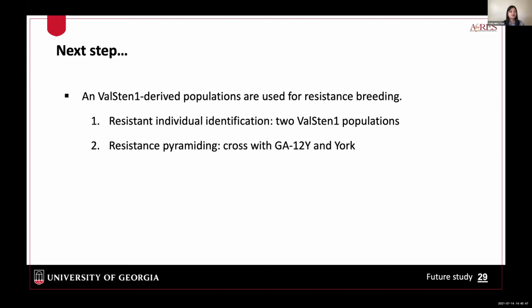For the next step of this study, we focus on ValSten1 now. Very luckily, I can utilize 2 ValSten-derived populations, which were created by our previous postdoc. Now, I'm doing the evaluation to identify resistance individually among these 2 populations, and the experiment is under progress now. After I have the result, the next step will be resistance pyramiding. Plants with resistance will be crossed with 12Y and the yolk in order to get higher or more durable resistant genotypes.